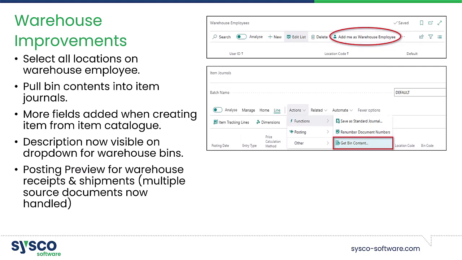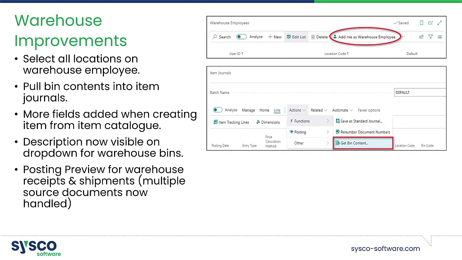Now one other improvement is whenever you're adding warehouse employees. So what you can do here is there's a new action, add me as a warehouse employee, where you can either select all locations, or you can select individual locations and it'll insert them all in one go.